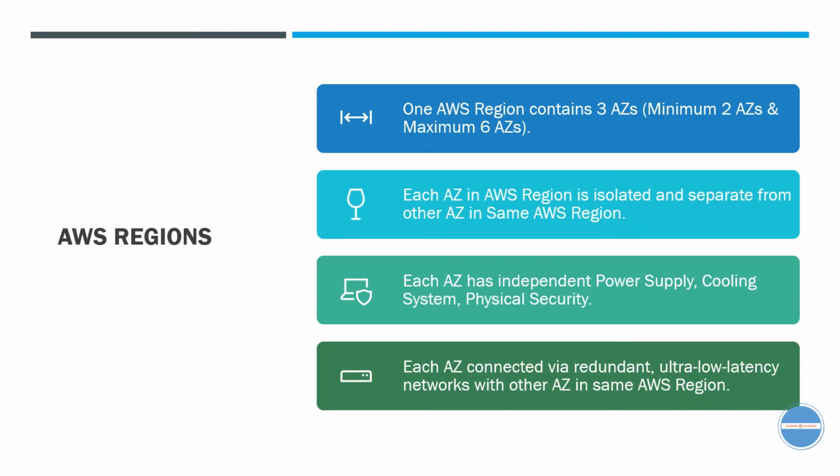Some more details on AWS regions. One AWS region has 3 AZs. One AWS region can have a minimum of 2 and a maximum of 6 AZs. Each AZ in an AWS region is isolated and separate from other AZs in the same AWS region. Each AZ has an independent power supply, cooling system, and physical security. Each AZ is connected via redundant, ultra-low latency networks with other AZs in the same AWS region.